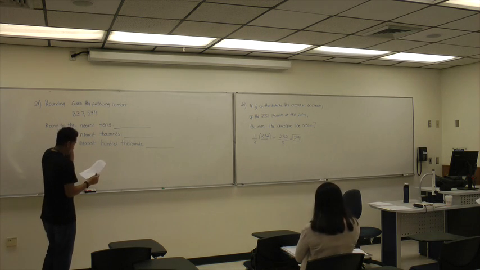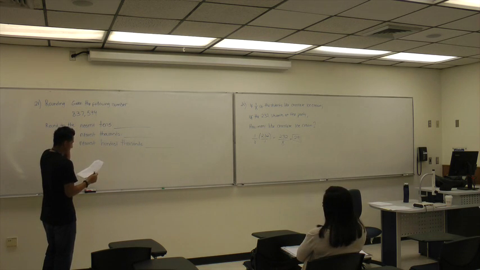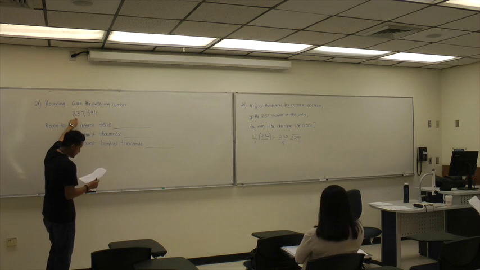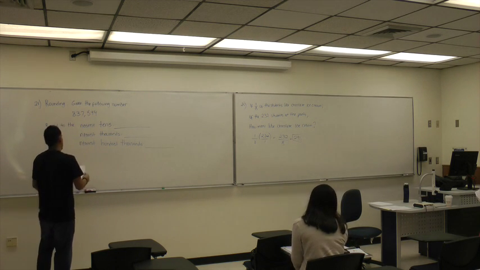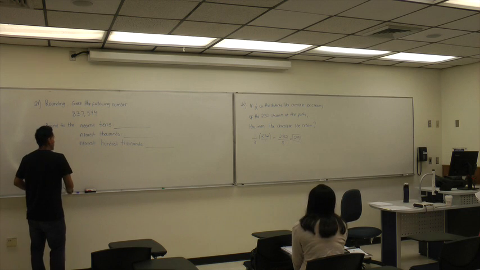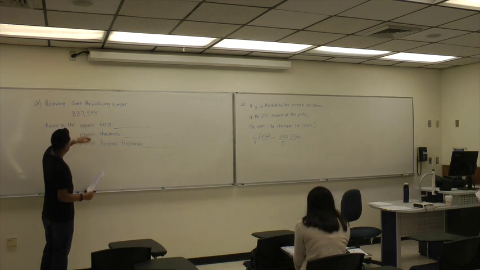Okay, rounding. It says, okay, the first one, you have to round that number over here to the nearest tens. Okay, so what number will that be? 9 is 10.